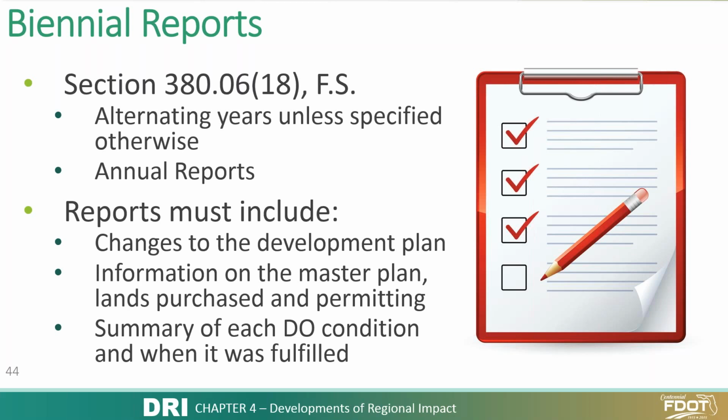Now, in general, these reports must include changes to the development plan, information on a master plan, land purchases, and permitting, and a summary of each DO condition and whether or not it was fulfilled. Forms for biannual reports, for those who need them or need to see them, are available through the Department of Economic Opportunity website.